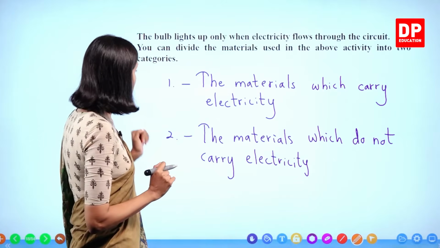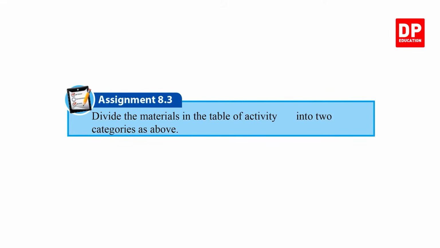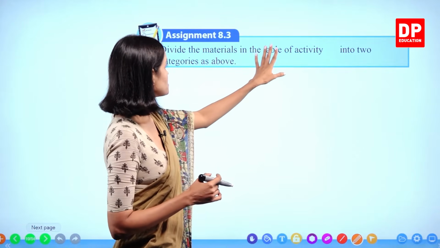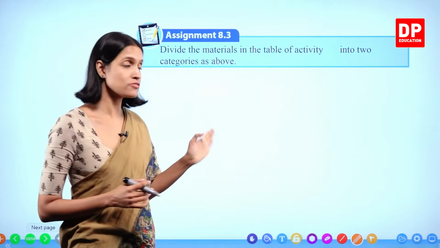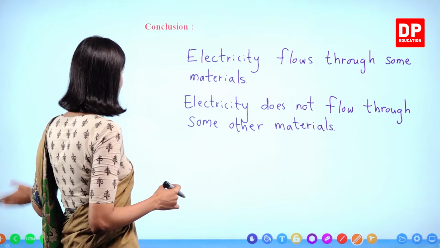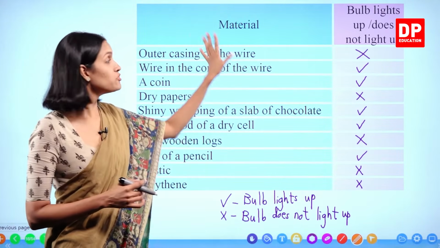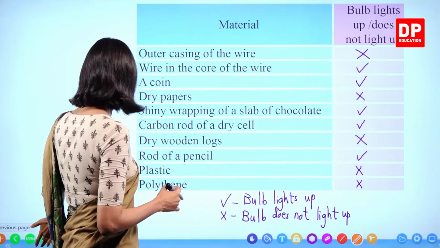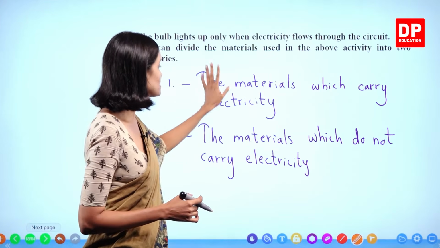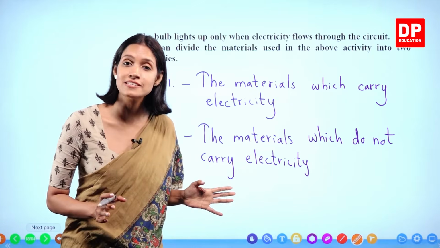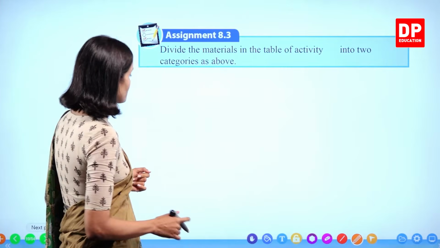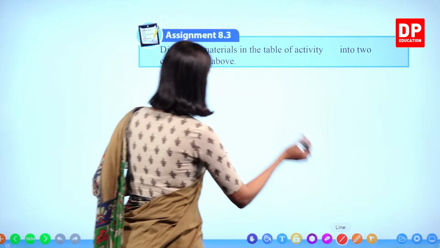Okay. We'll move on to the next. We have this assignment to do. Divide the materials in the table of activity into two categories as above. So what we have to do is, we use this set of materials in the activity. We have to divide these materials into these two groups: the materials which carry electricity and the materials which do not carry electricity. Right, now it's very easy to do. We have to do it using a table.